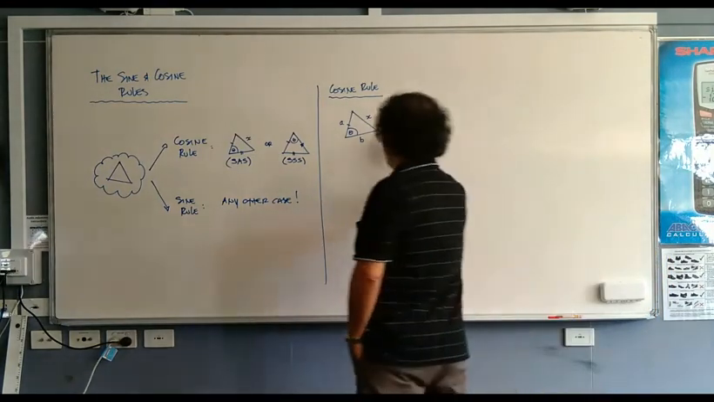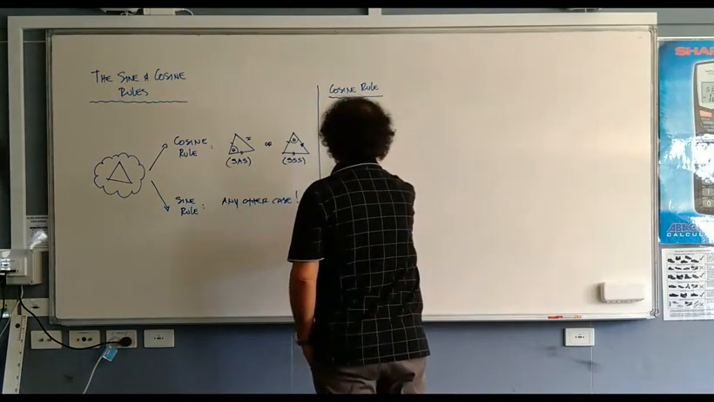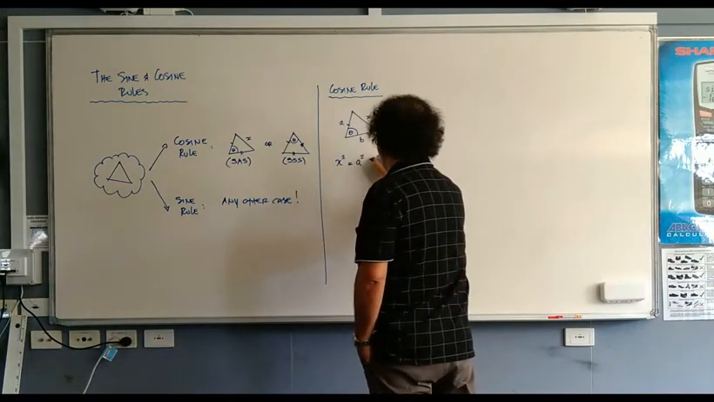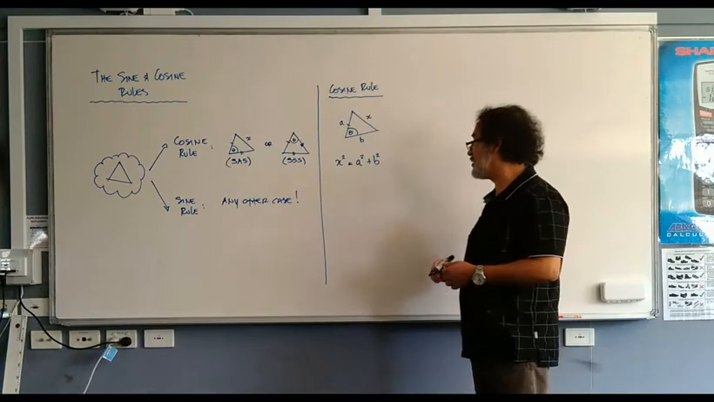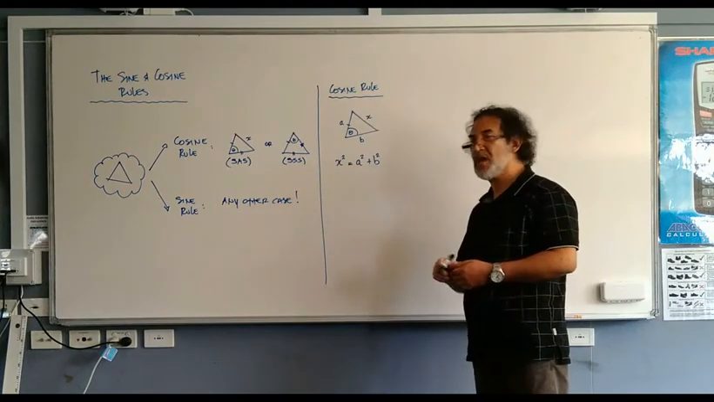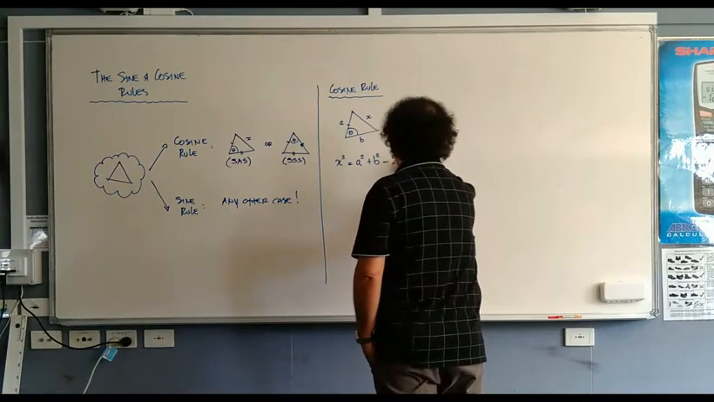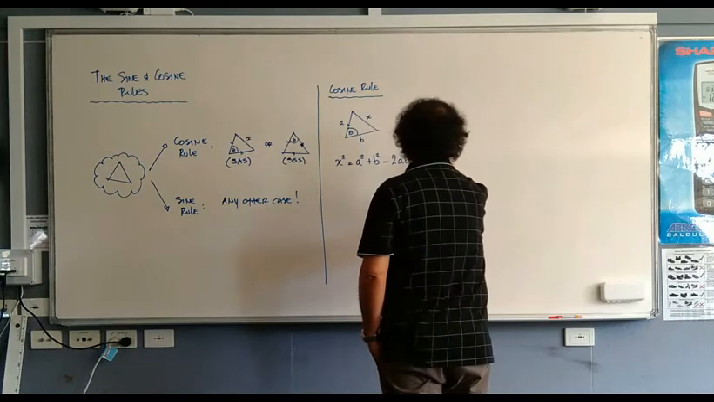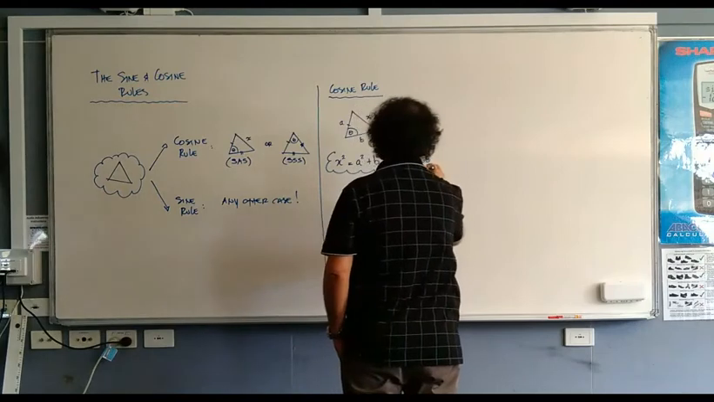Okay, the formula is like this. If you want to find x, you do x squared is equal to a squared plus b squared. Up to here, it looks like Pythagoras. Can you see that? X squared equals a squared plus b squared. But then we have another term. So it's minus 2ab, and then multiply by cos theta. Okay, so this is the cosine rule.